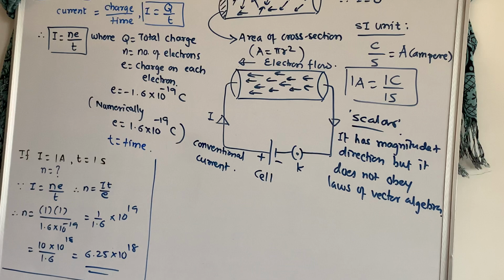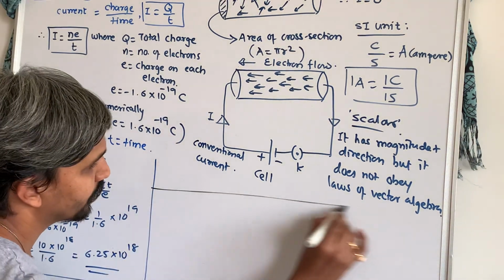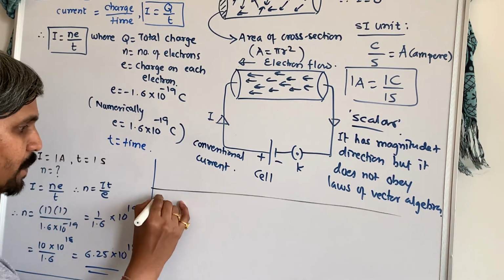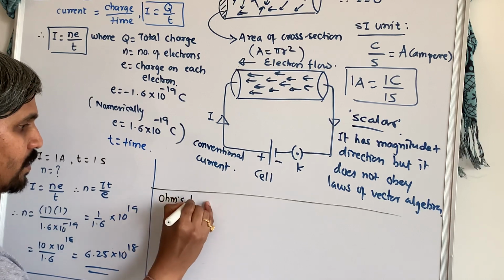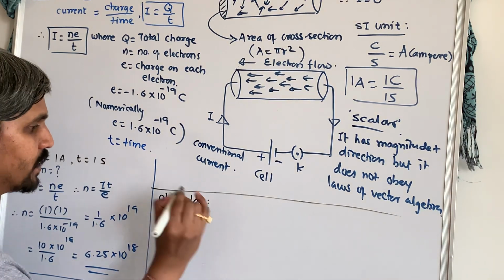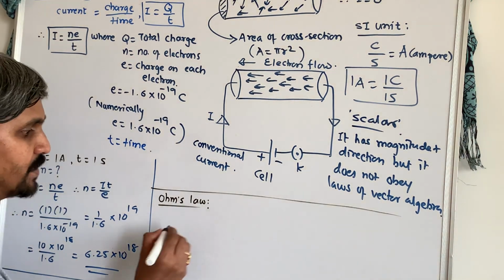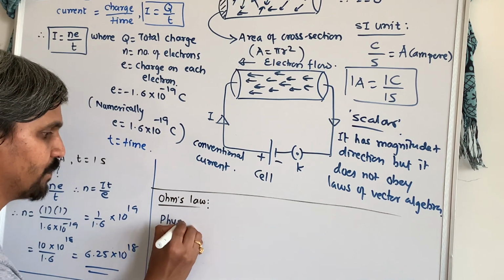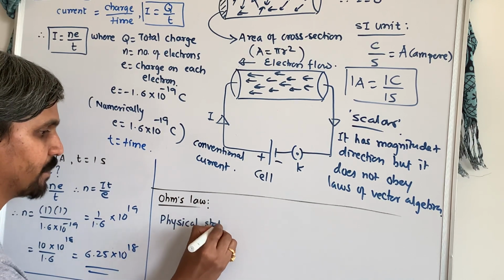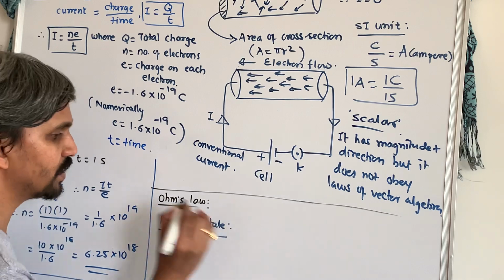Okay. Now the next part is about what Ohm's law is. Achha, what is Ohm's law? Ohm's law says that as long as the physical state of the conductor and the temperature remain the same... Now what do you mean by physical state? Physical state includes 3 factors.